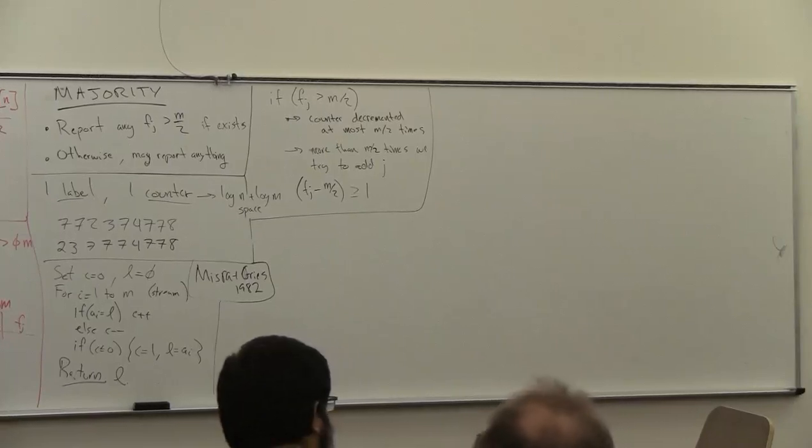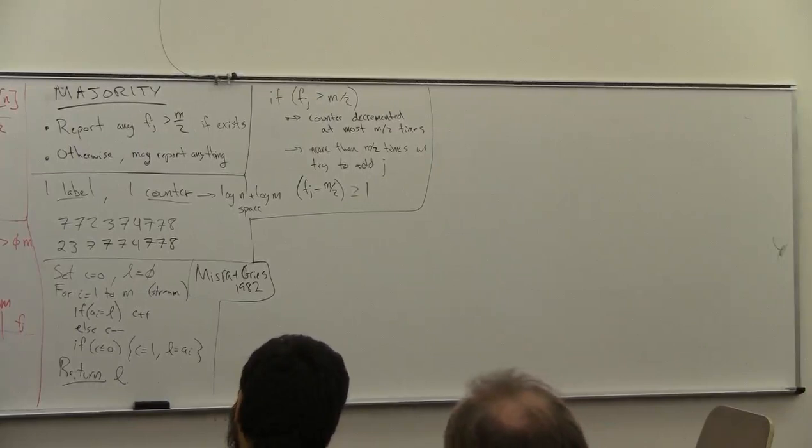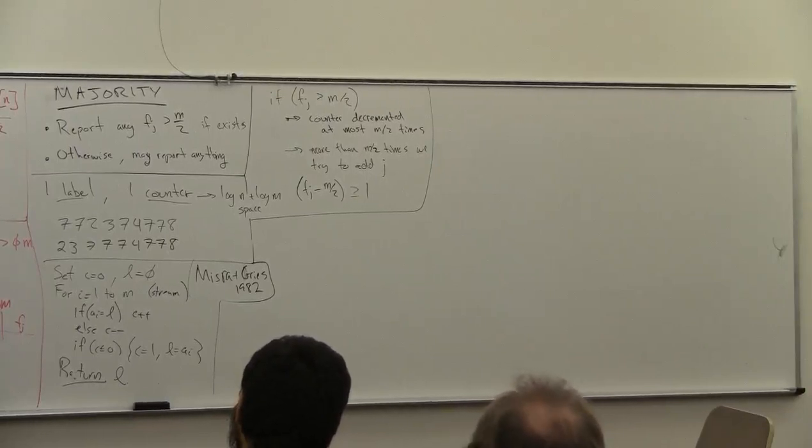Yeah? Sorry, just a quick question going back. When you're reporting anything that's greater than m over 2, if it exists, it doesn't seem like there's any way that we could use the counter to tell us whether the value being returned is a majority or not, or whether it's just something that's being thrown out. Yeah, that's correct. There's no way we can tell. If the counter is greater than m over 2, then we know it's a majority. But otherwise we don't.